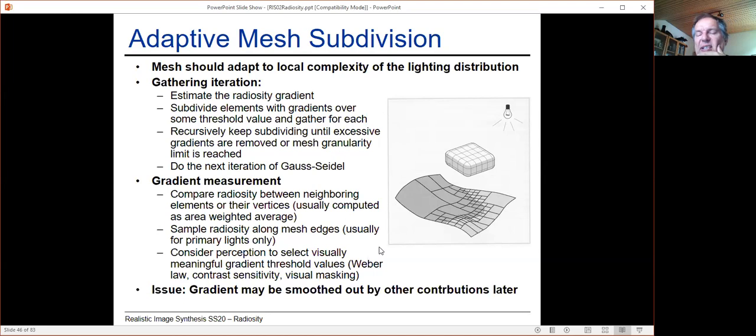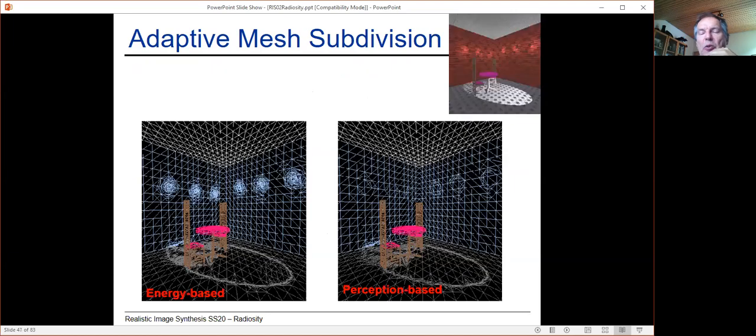And now the question is whether we consider just the radiosity value, or we will introduce a little bit of perception knowledge. I will discuss perceptual approaches later, but let us have a look into it. So if we perform mesh subdivision just based on energy, this energy doesn't tell you much about the visibility of artifacts. This is why we may over-subdivide mesh elements, as happened in this particular case.